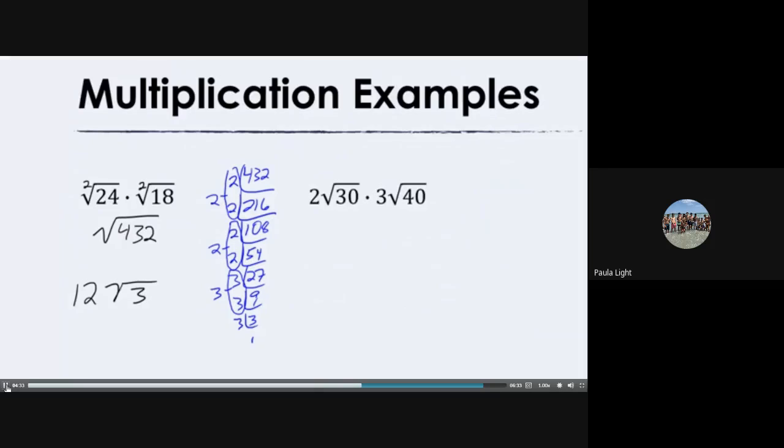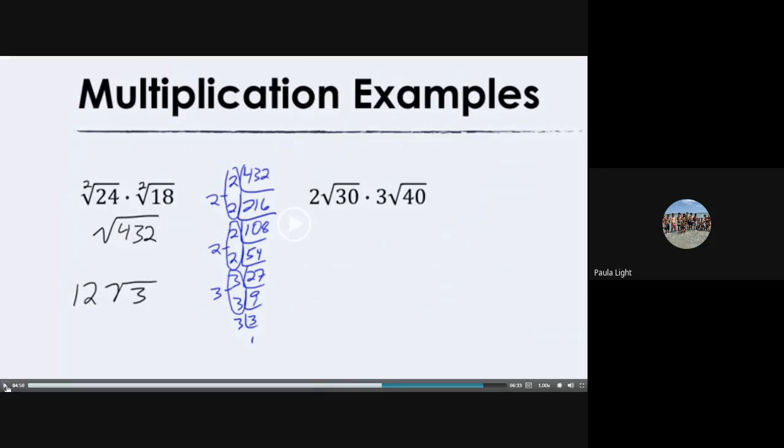We've been given 2 times the square root of 30 times 3 times the square root of 40, and we're asked to multiply this. Again, you could break down 30 and 40, you probably have to do it again, but let's just go ahead and multiply. They're both square roots, so you can multiply them. You multiply their coefficients, and then you multiply the radicands.